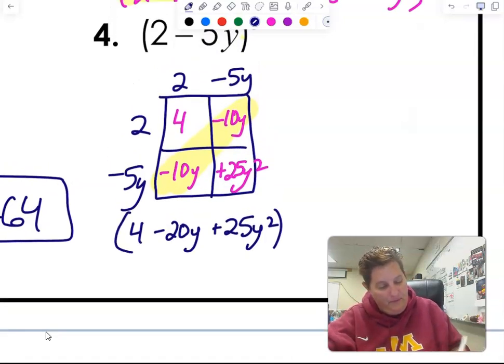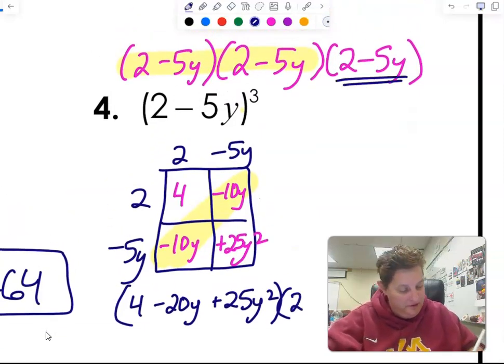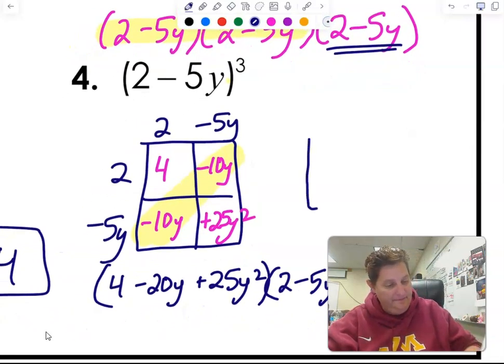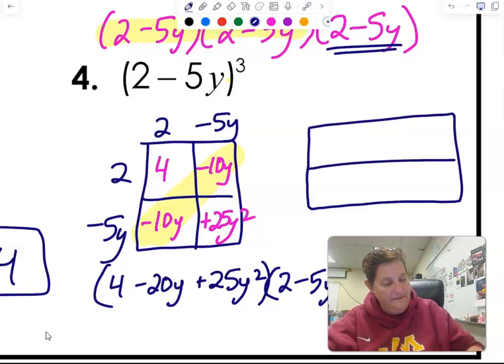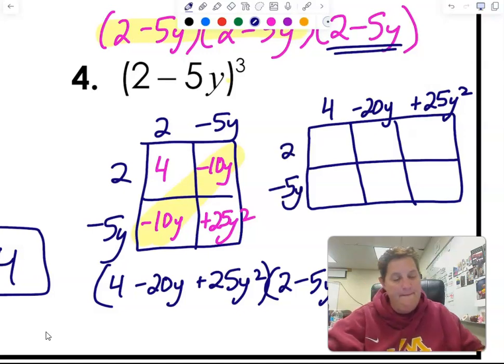Okay. Now, I have to multiply that by one more, 2 minus 5y. Again, I'm going to do a box for that, but this time it's a 3 by 2 box. Okay, 2 rows and 3 columns. So it's 4 minus 20y plus 25y squared, and then I do another 2 minus 5y.